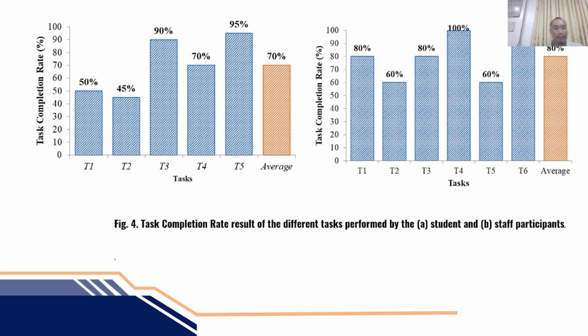This is figure 4 presenting the task completion rate results of the different tasks conducted by the participants, categorized as A, students, and B, the staff. The average completion rate for the students is 70%, while the average completion rate for staff is 25.4. The average completion time for students is 31.45%, while the average completion time for staff is 25.04%.